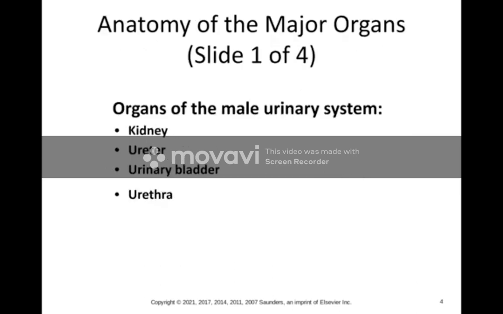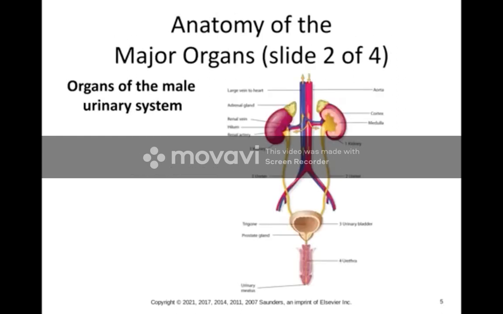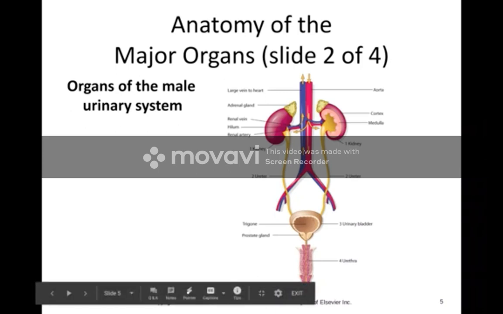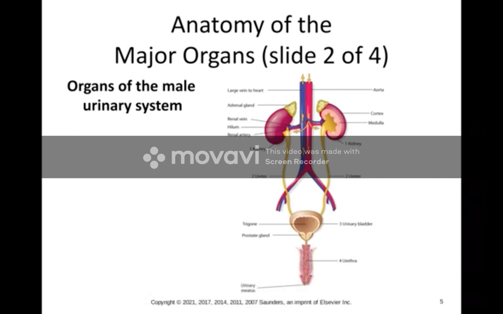So the anatomy of the major organs of the urinary system of a male is the kidney, ureter, urinary bladder, and urethra. So here's an anatomical illustration with the pertinent organs. You have the kidneys, 2 ureters, 1 out of each kidney, which go to the bladder, and then the urethra, and at the bottom, the urinary meatus, or opening.